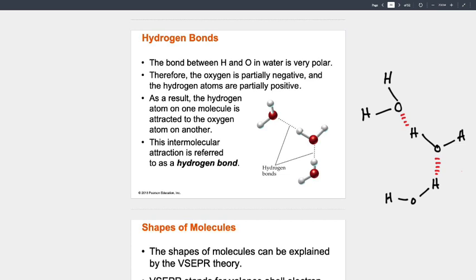I guess. So, and it is kind of a weird concept. What we're talking about is that attraction is just really, really, really strong. You just have to know when that attraction exists. I just call it hydrogen attraction.